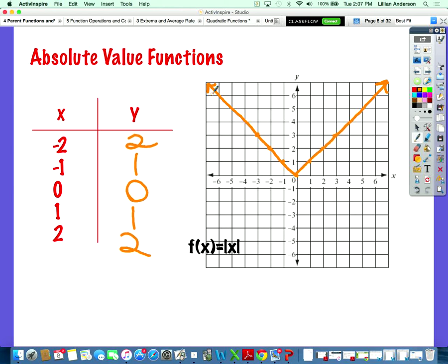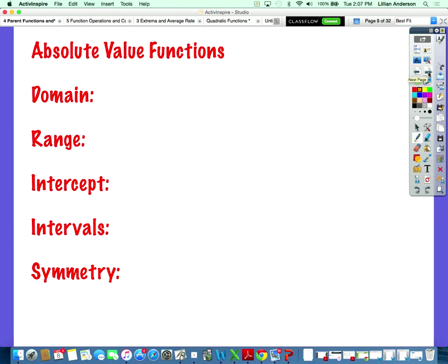Right off the gate, I'm going to ask you what is the domain and what is the range. I'm also going to ask you about your intercepts, your intervals, and your symmetry. I want you to fill those in. Who thinks they have the domain? Zach, what you got? Negative infinity to infinity. Are there any breaks in that V? No, there are no breaks.